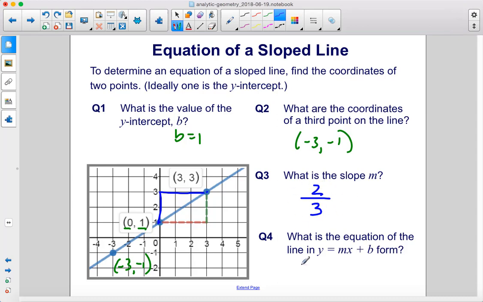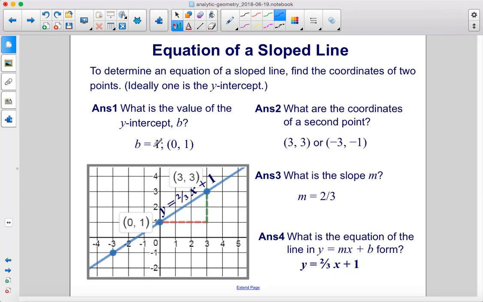What is the equation of the line in y equals mx plus b form? All right, so y equals m, which is 2/3, x plus 1, which is b. Here are all of the answers typed out.